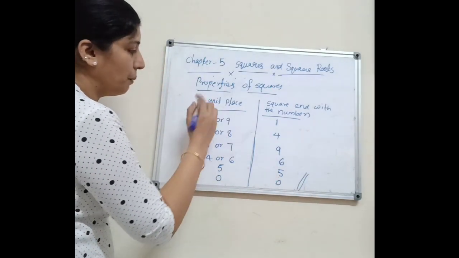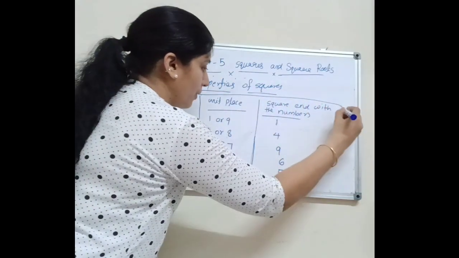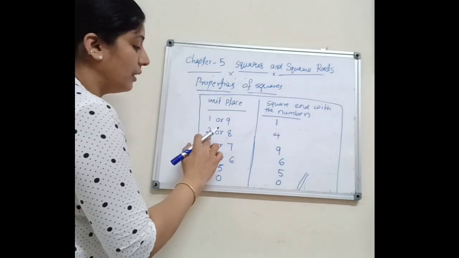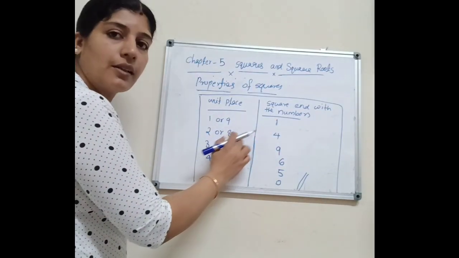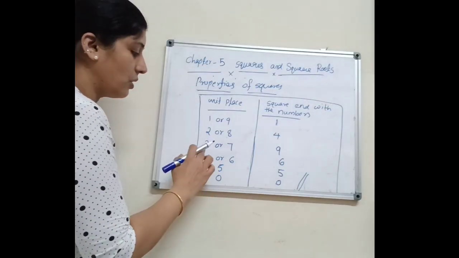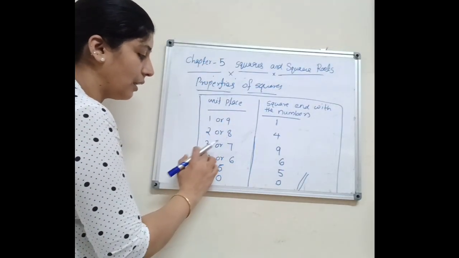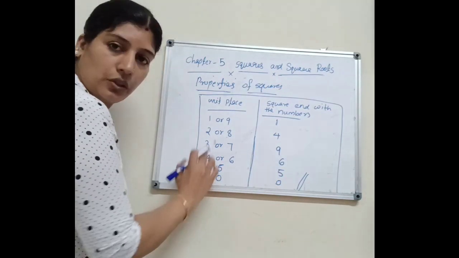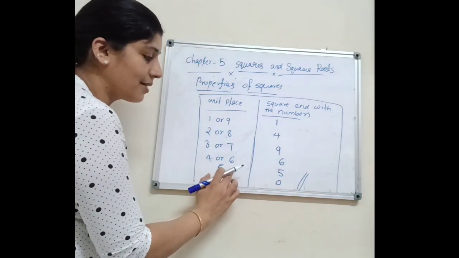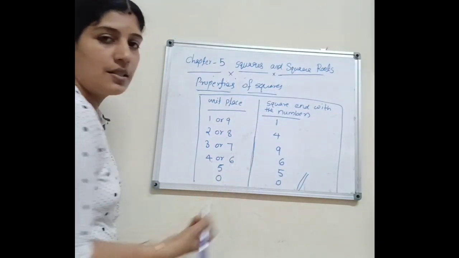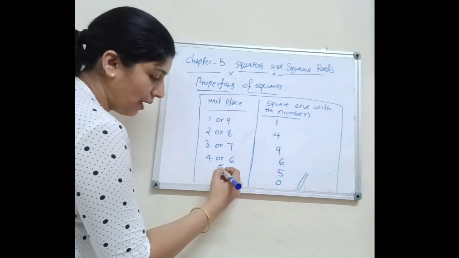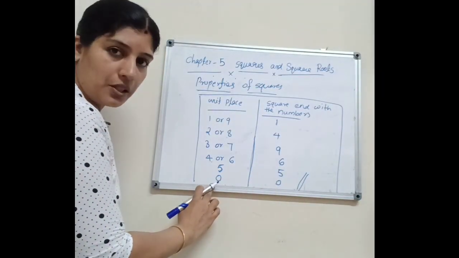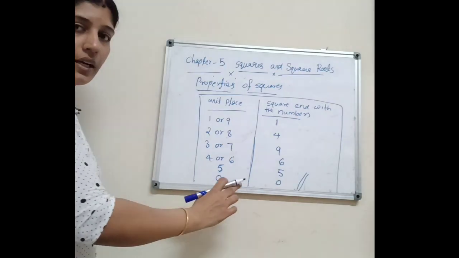That means, considering the unit place value 1 or 9, the square always ends with 1. Then the unit place value 2 or 8, the square always ends with 4. Next, the unit place value 3 or 7, the square always ends with 9. Next, the unit place value 4 or 6, the square always ends with 6. Then unit place value 5, the square always ends with 5. The last one, unit place value 0, the square also ends with 0.